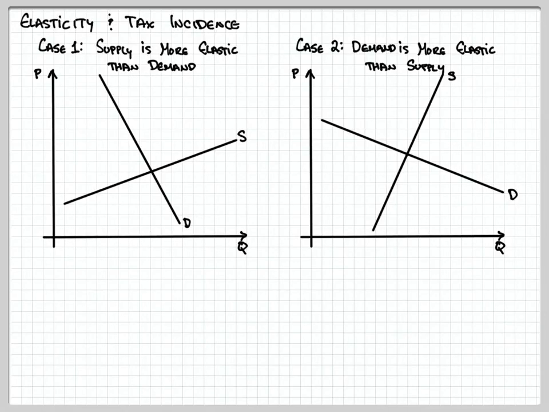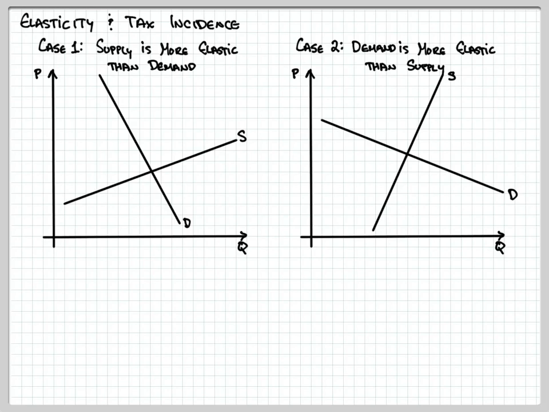So the last thing I want to talk about is the relationship between elasticity and the incidence of the tax. It turns out that the relative elasticities of supply and demand determine whether the buyers or sellers incur a higher burden of the tax. Starting with where supply is more elastic than demand, supply responds more to changes in price than demand does.